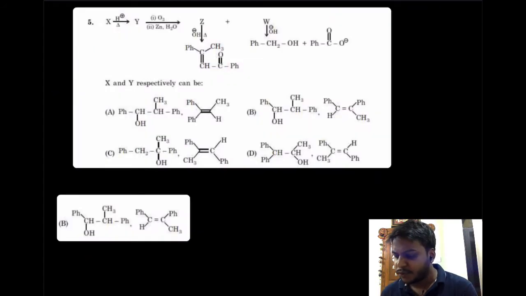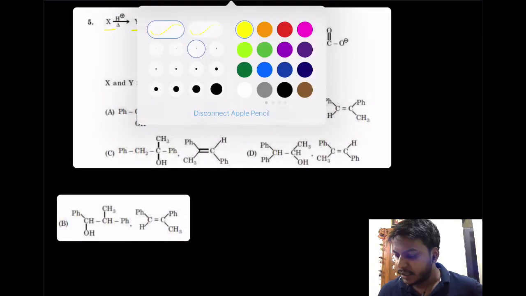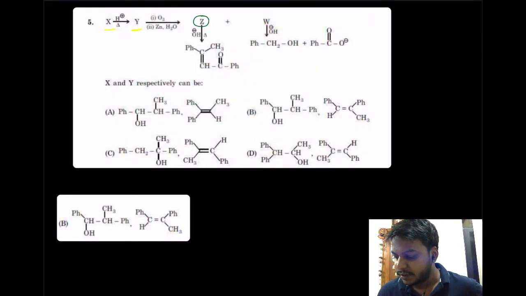The next question is more related to ozonolysis. There is some X which is given, which is forming Y, and then we have some Z which is forming this molecule. There is also W which is forming this molecule in the presence of base. Okay, we need to find out which is the right combination.